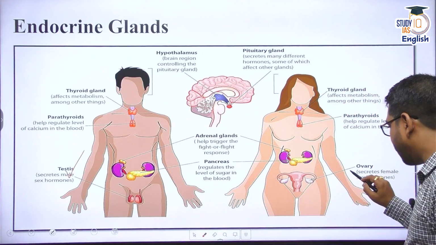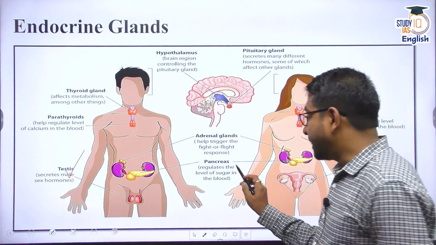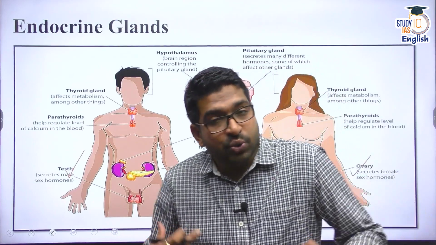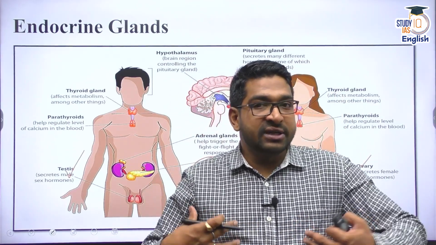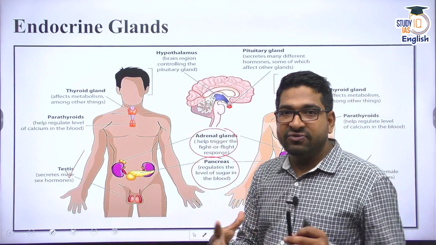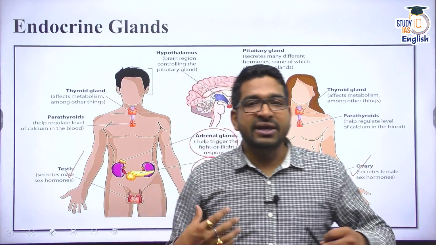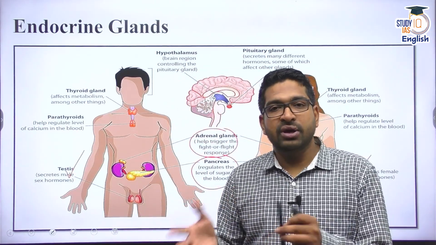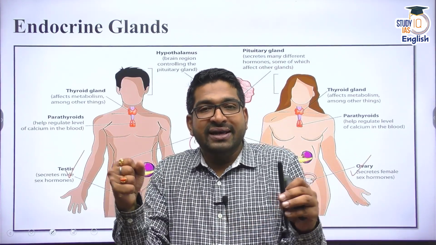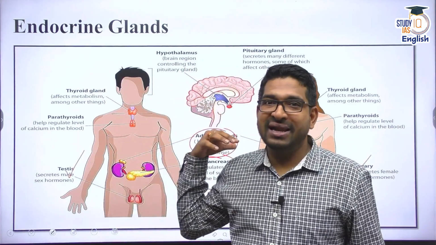In females, there are ovaries which release the sex hormones. Apart from this, there are also other glands like the pancreas, which help in regulating the sugar level in the body, or the glucose level in the blood. Apart from that, there are adrenal glands which help to trigger the fight or flight response, right? Adrenal glands help in the release of adrenaline, or we call it chemically epinephrine. As epinephrine is released, you feel that excitement, right? When you go on that roller coaster ride, adrenaline is released.